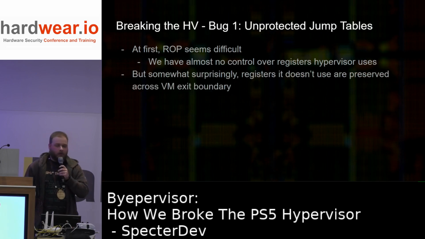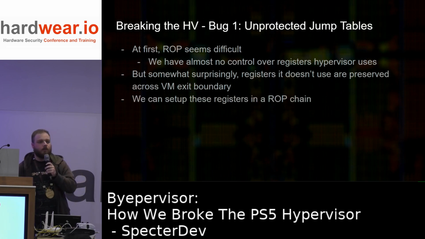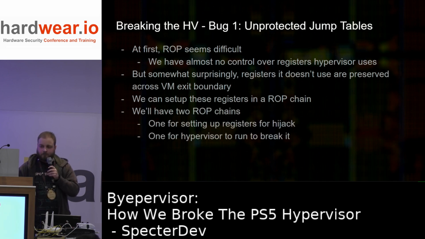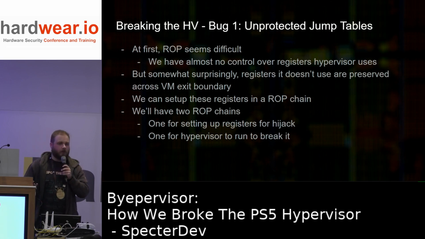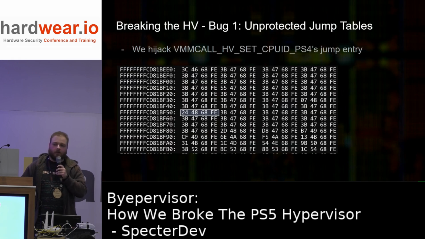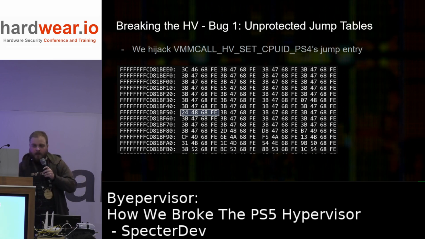But what was a little bit surprising is that the registers that the hypervisor doesn't initialize are preserved across the VM exit boundary. So if you set up a ROP chain and invoke a hypercall or something to enter hypervisor code, any registers that it doesn't overwrite are still going to contain the guest values. So yeah, we can set those up in a ROP chain. So we're essentially going to have 2 ROP chains with this exploit. One is going to be for setting up the registers and invoking the hypercall. The other is going to be for the hypervisor to run it and break itself. So yeah, this is kind of showing that.